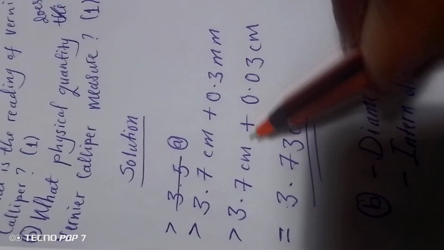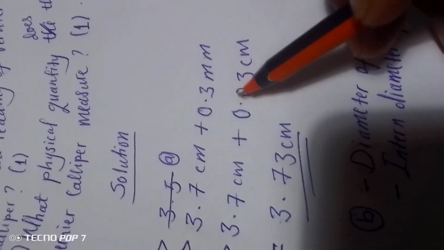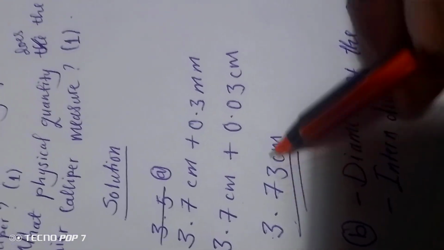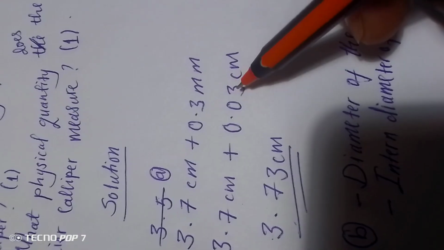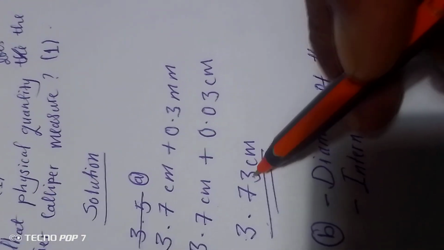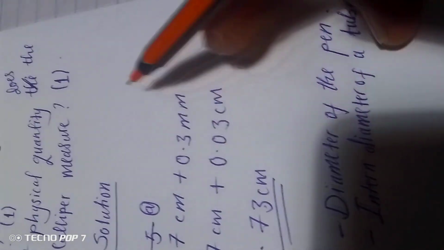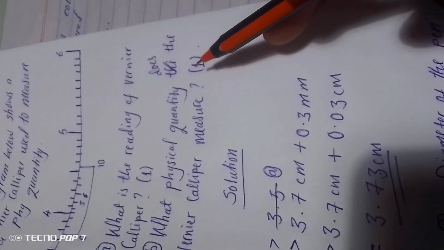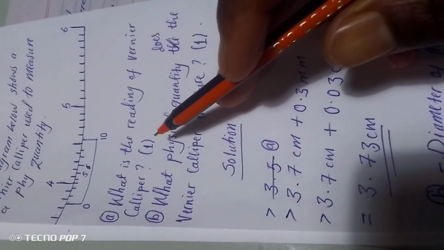Okay, so we can add now. 3 plus 0 is a 3, 7 plus 0 is a 7, then 3 plus 0 is a 3. You put the centimeters unit, so you get a mark there. It's 1 mark, right? Yeah, here is a 1 mark.